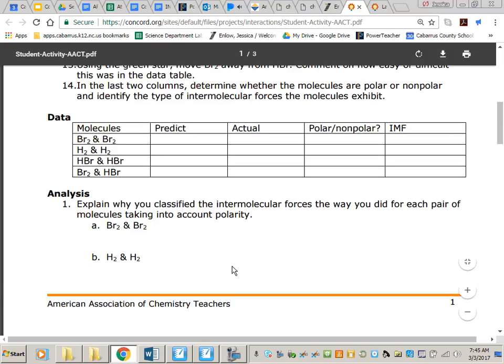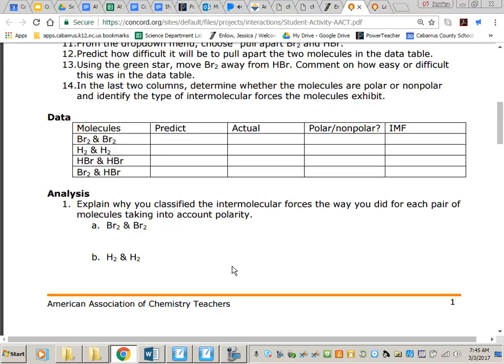Okay, so you guys predicted your Br2. Between your bromines, bromine to bromine, what kind of molecule is that? Non-polar, because it's the same. It's a diatomic molecule with the same electronegativity, evenly distributed. If you drew your Lewis dot structure, it'd be bromine with lone pairs all around it. That would be a non-polar molecule. So that nonpolar molecule attracts to the other nonpolar molecule through what weak intermolecular force? London dispersion.